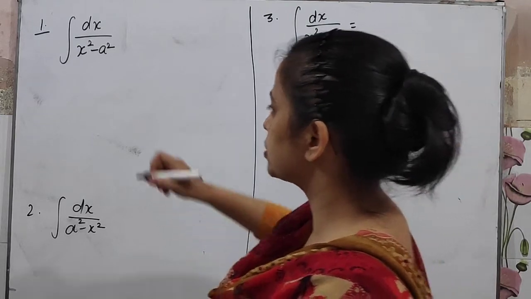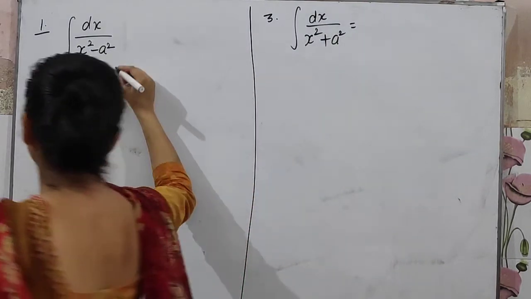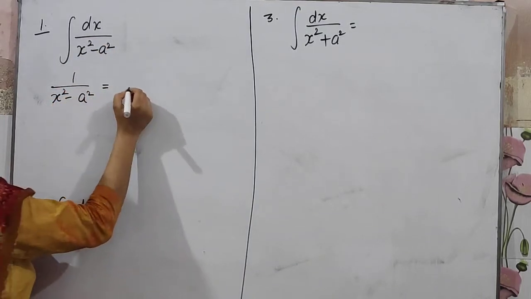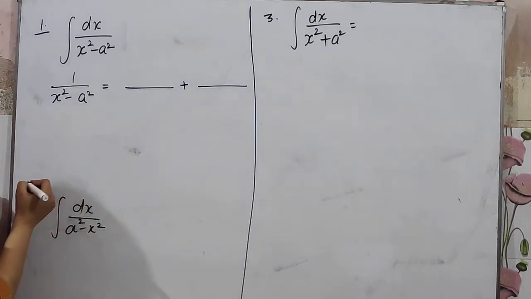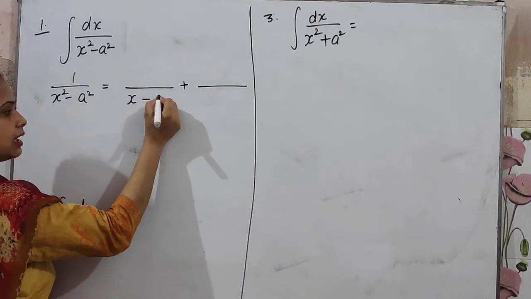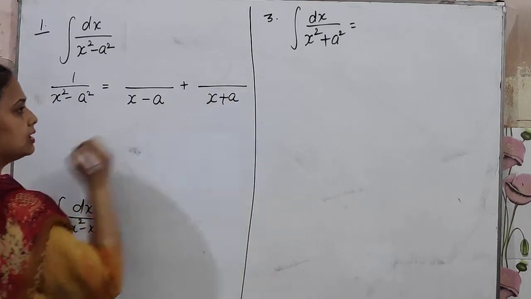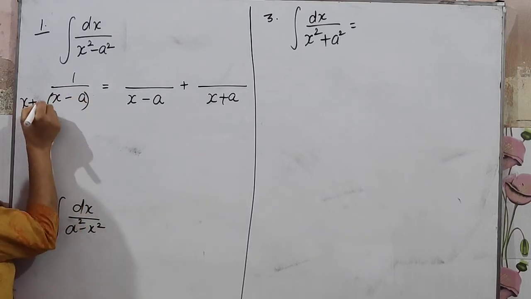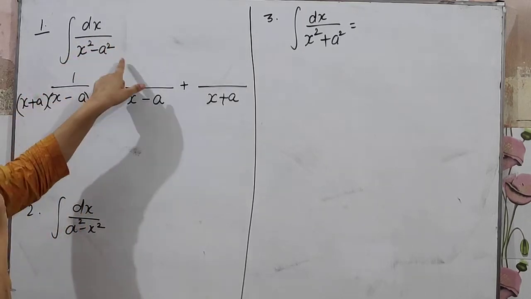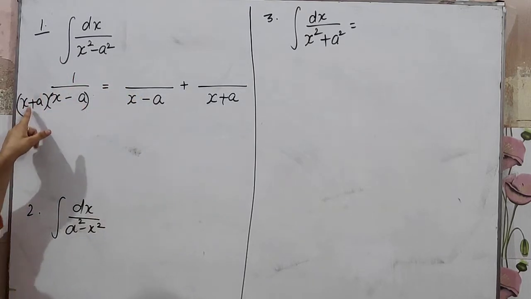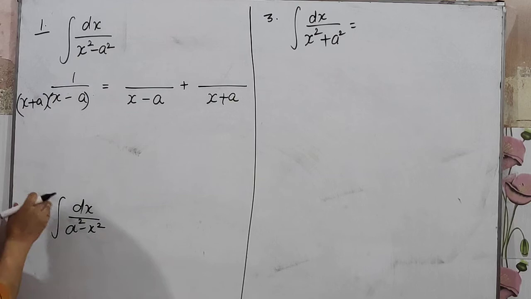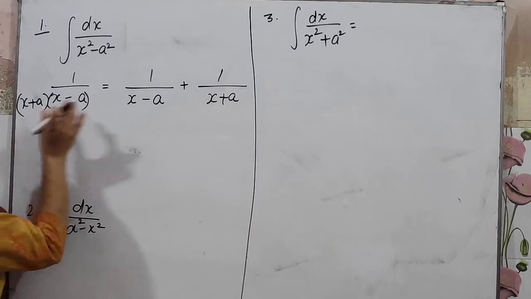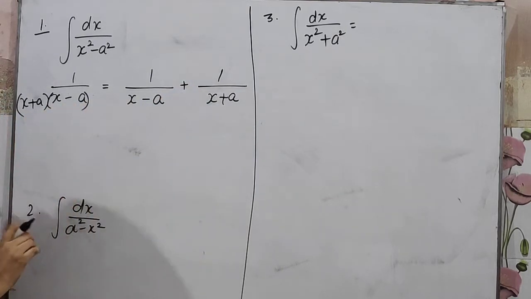In such type of functions you can see here, we can split 1 by x square minus a square into sum of two functions, like one factor is x minus a, another factor is x plus a. x square minus a square can be written as x plus a into x minus a. Now we will write down 1 upon x minus a, 1 upon x plus a, one factor, another factor separated with plus sign.